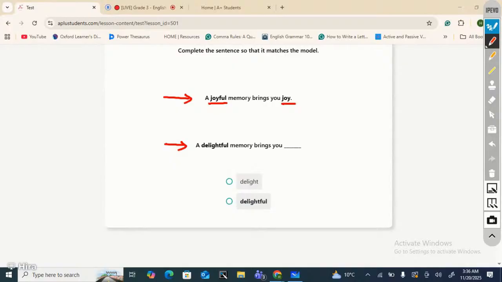Well, yes, it's option one. A delightful memory brings you delight. The words joyful and delightful share the same suffix, ful.